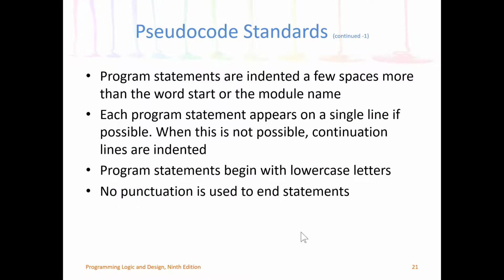In pseudocode, usually the stuff that is inside of a module is indented a few spaces for readability. Each program statement should appear on a single line if you can do it. If you have to word wrap it, you want the subsequent lines to be indented. Program statements begin with lowercase letters. That's not an absolute. And you're not using punctuation. You're not putting semicolons at the end of each line like C++ or different programming languages expect.